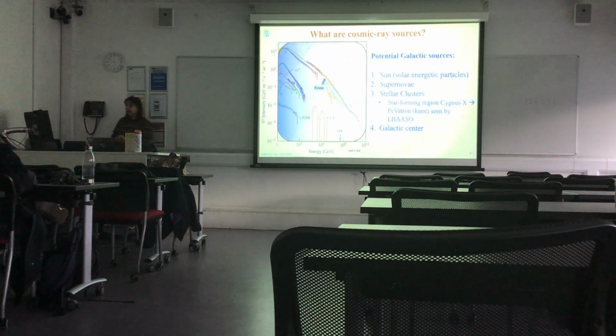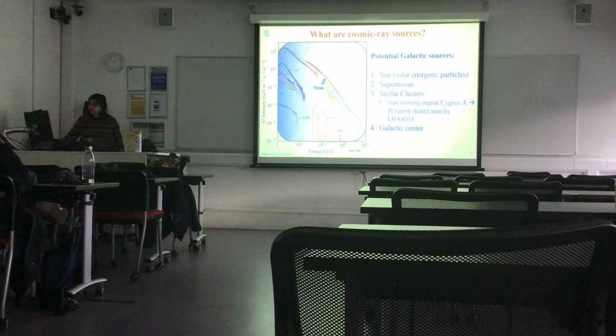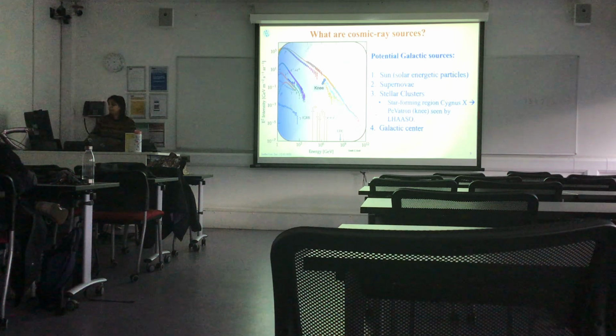So this basically tells you how you observe cosmic rays. Now the question is, how are the cosmic rays produced? Anything below, to the left of what we call this ankle, again a creative term, are basically galactic cosmic rays. They can come from the sun, from supernovae, from stellar clusters, or the galactic center. We don't know exactly where they come from and why we don't know.